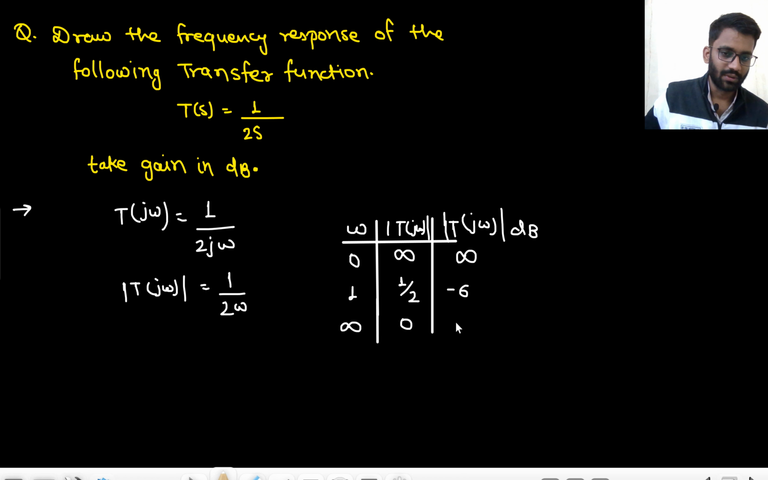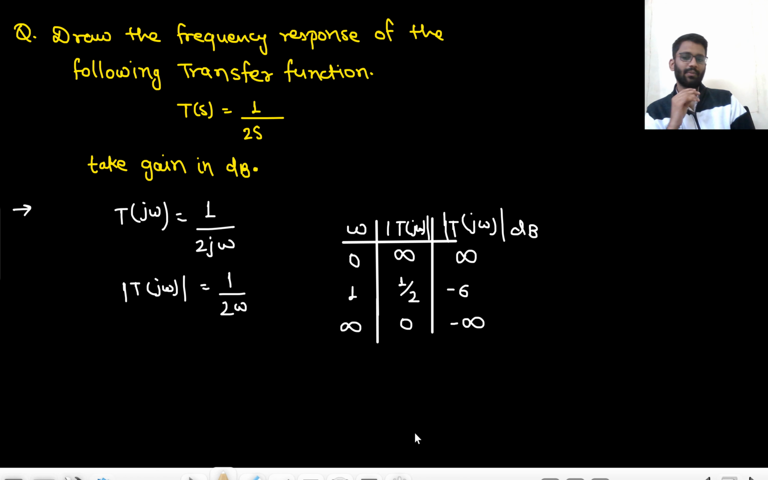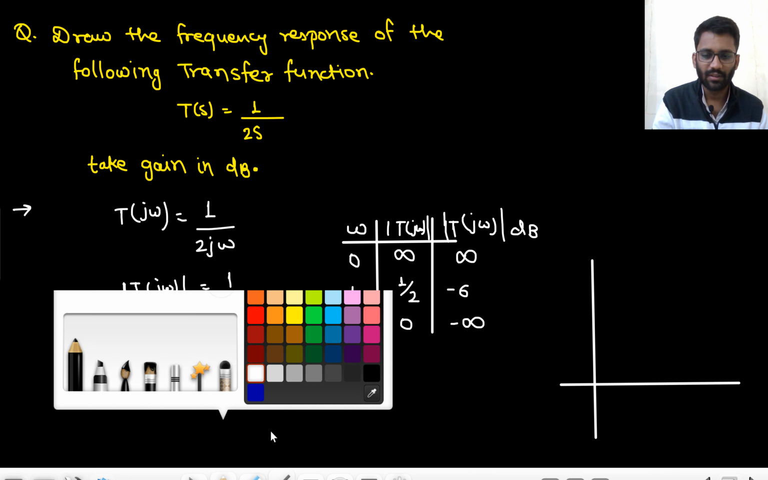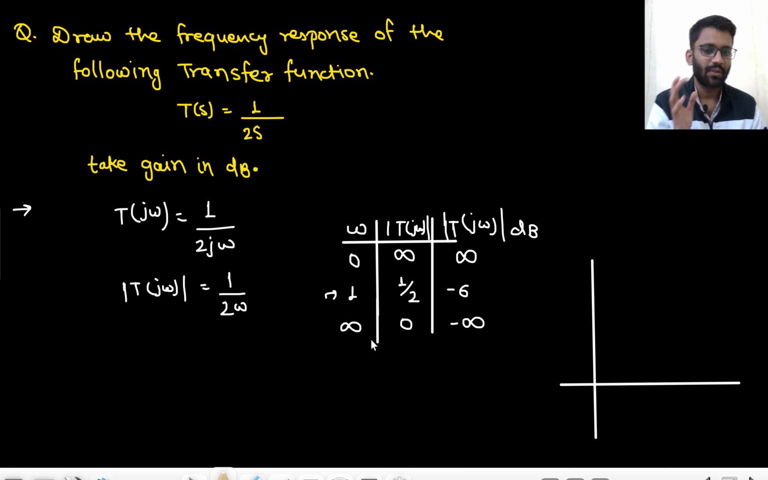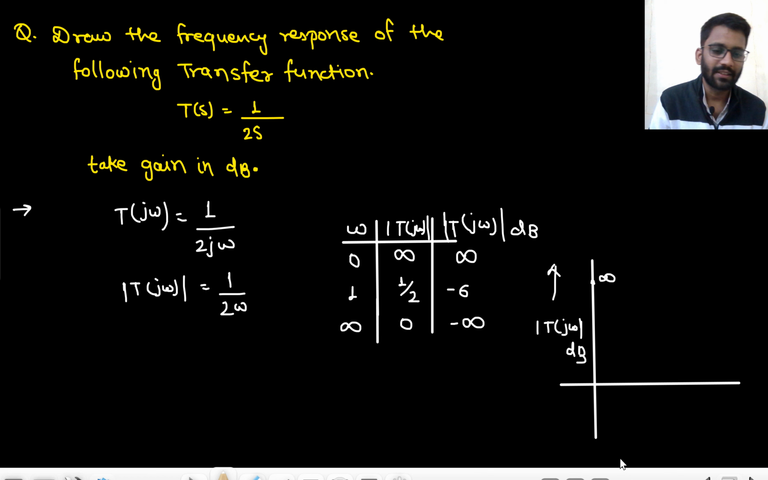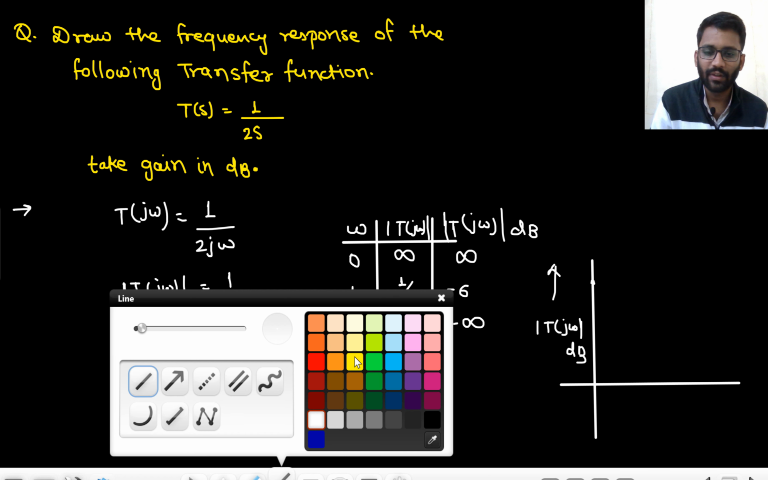And what is log 0? That is minus infinity. So basically you are starting from infinity and going towards minus infinity. Why was I interested in this value? Any particular reason? No particular reason. For no reason I was interested. Okay? No particular reason is there. So, the gain is in dB now. Okay? So we are starting from infinity and going towards minus infinity. So I can't really show infinity. So how will I show it?